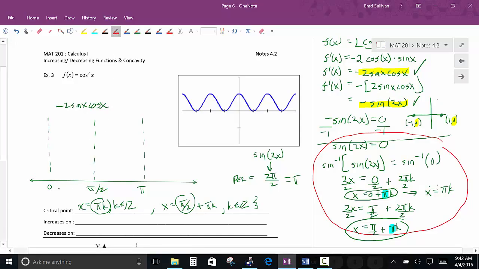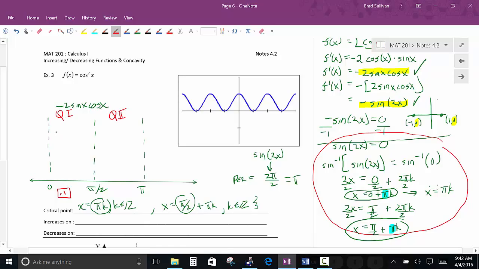But take a test point. It can be bigger than 0, between 0 and pi over 2. And I don't care what it is. What if we just said 0.1? Isn't 0.1 in quadrant 1? 0.1 radians in quadrant 1, right? That's all you care about. So just think of it this way. This is quadrant 1, and between pi over 2 and pi, isn't that just quadrant 2? So who cares about test points?